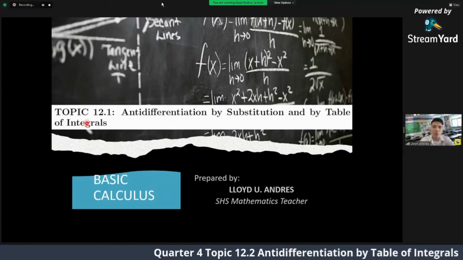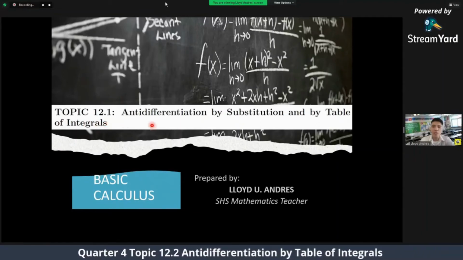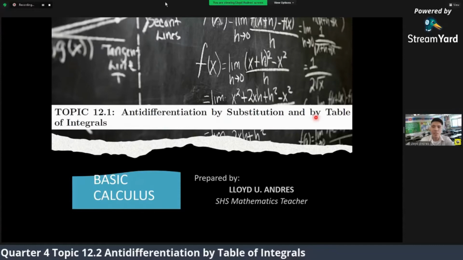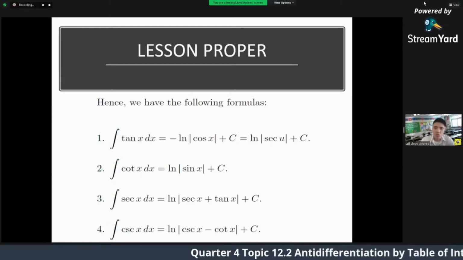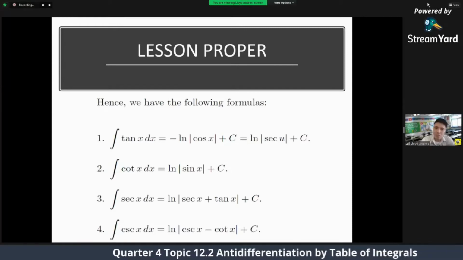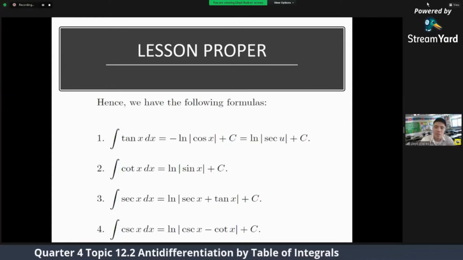Topic 12.2, antidifferentiation by table of integrals. So let's try to use these formulas in the problems.